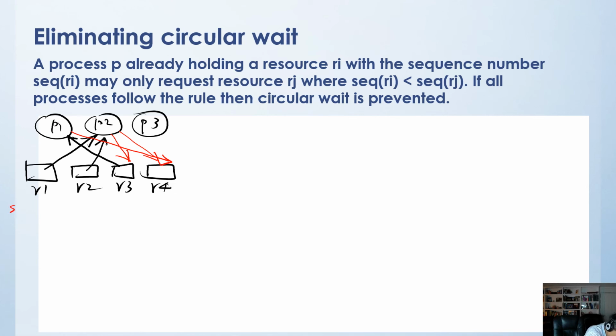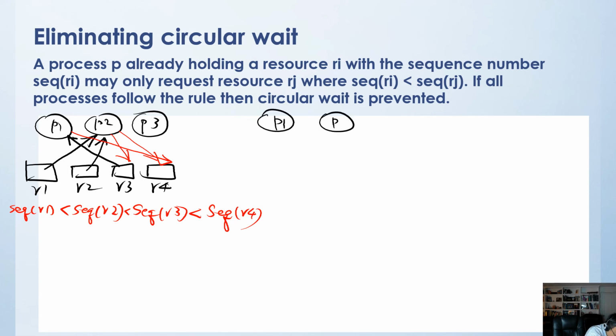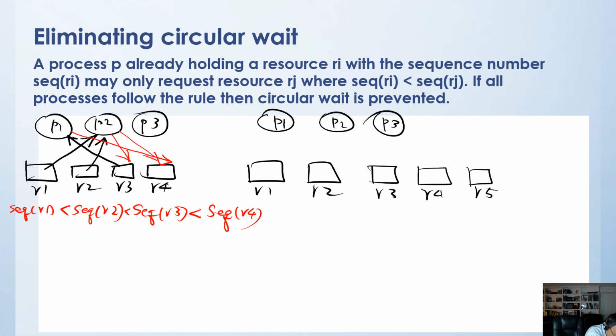Now, we assume that the sequence number is in this order: smaller than SEQ R3, smaller than SEQ R4. Now, what about this kind of situation? Is this okay? So I have R1, R2, R3, R4, and R5. Currently, P2 is holding R1. So that means P2 can make a request for R2, R3, R4, R5. Suppose P2 makes a request for R3, and then P2 acquires R3. Okay, that's okay. Now what's next?